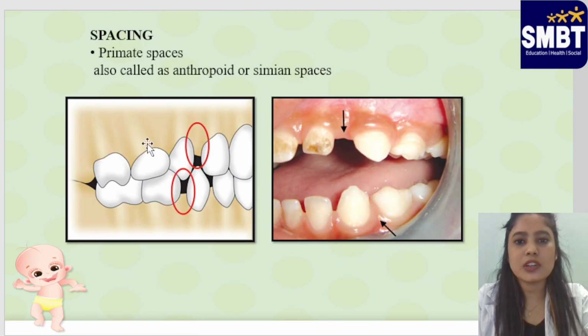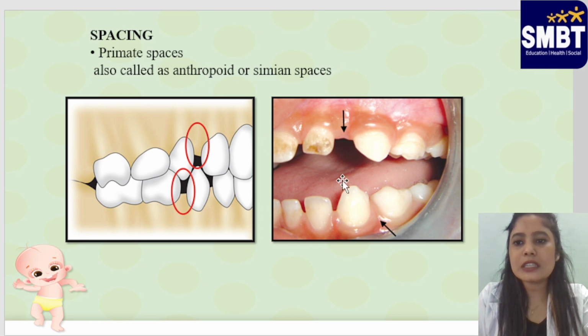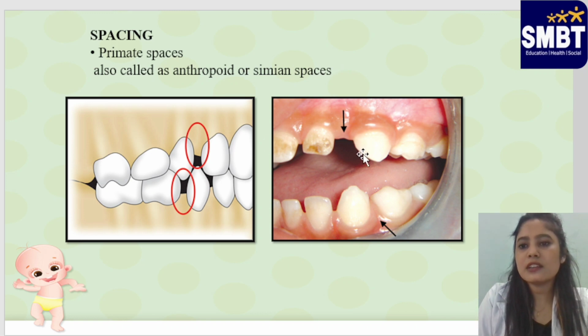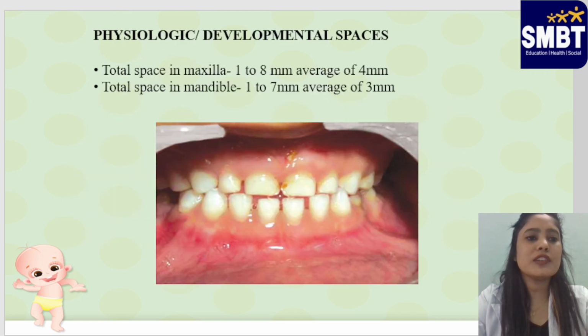For spacing, what are the primate spaces? The spaces that exist mesial to the canine in the maxillary arch and distal to the canine in the mandibular arch are the primate spaces. These are also known as anthropoid or simian spaces. You can see the clinical picture here, mesial to the maxillary canine and distal to the mandibular canine. These are the primate spaces. Now what are the physiologic spaces?